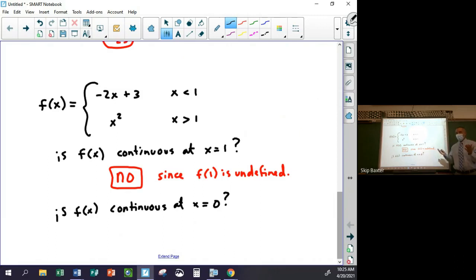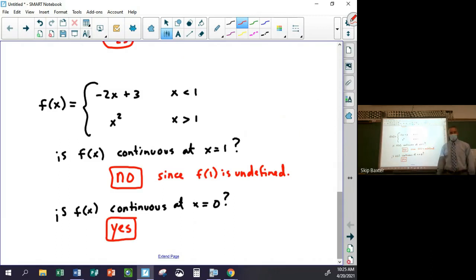I don't have to do any further work because around 0, we're talking about this function right here, which is just a polynomial. This is just a line. It's definitely continuous at 0. So the answer would be yes. This isn't even the interesting part of the piecewise function. Between the interesting parts, where the function might change, the function's definitely continuous, right?